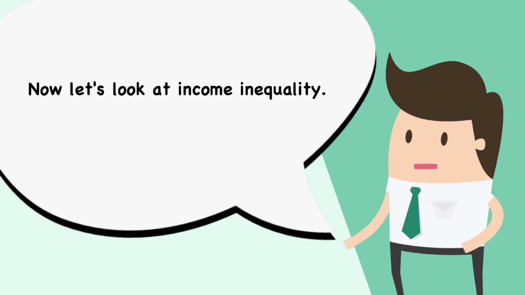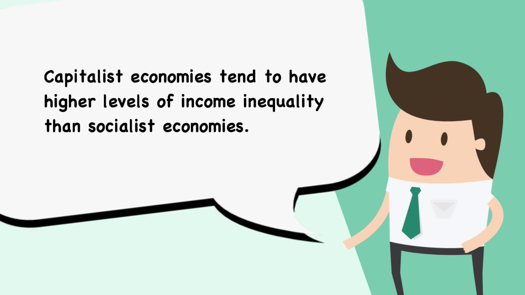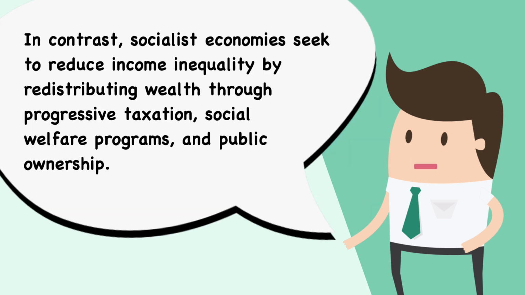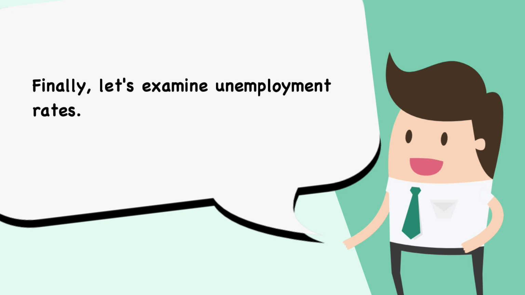Now let's look at income inequality. Capitalist economies tend to have higher levels of income inequality than socialist economies. This is because capitalism relies on market forces to distribute wealth, which can lead to unequal outcomes. In contrast, socialist economies seek to reduce income inequality by redistributing wealth through progressive taxation, social welfare programs, and public ownership. Finally, let's examine unemployment rates.